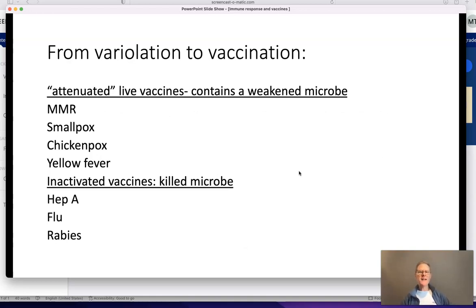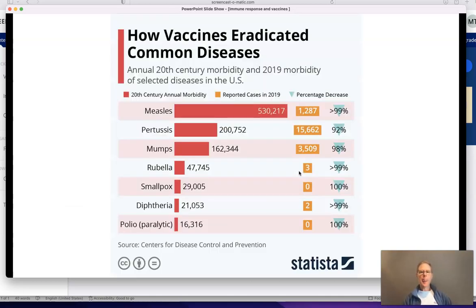As we moved from variolation to vaccination, we can see a number of the vaccines still today contain attenuated or weakened microbes: the measles, mumps, rubella vaccine, smallpox, chickenpox, and yellow fever. Killed microbes, inactivated vaccines, include hepatitis A, influenza, and rabies. Right? Okay. And I think I showed you this before. We talked a little bit about vaccination before, but without the immunology lesson.